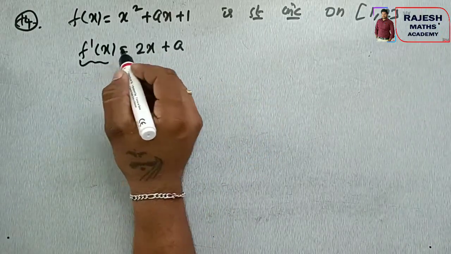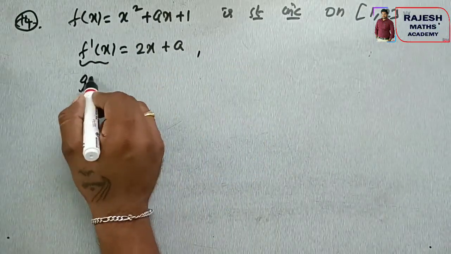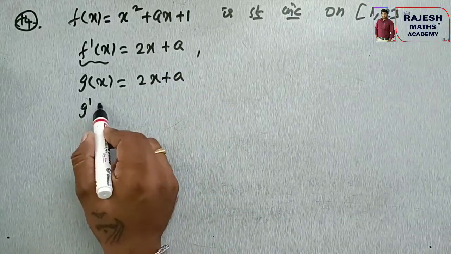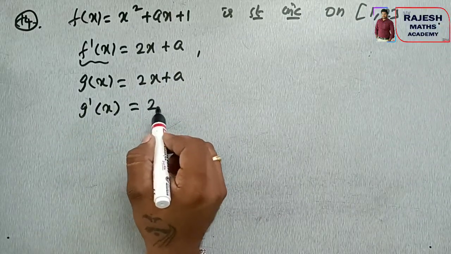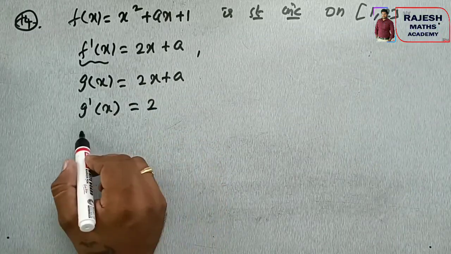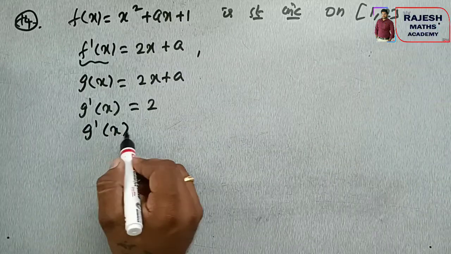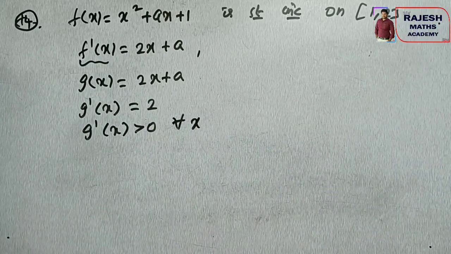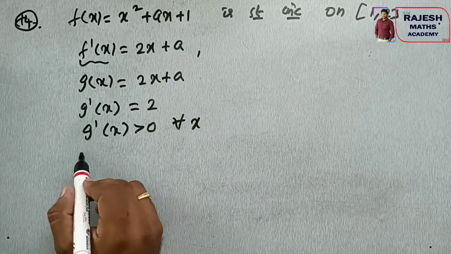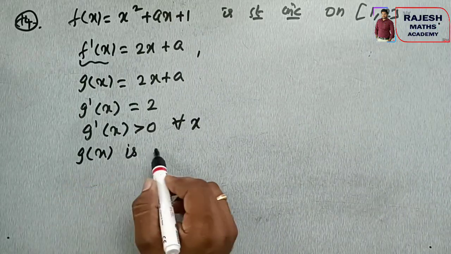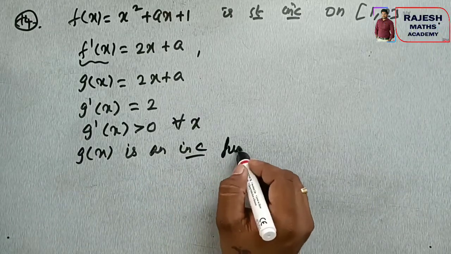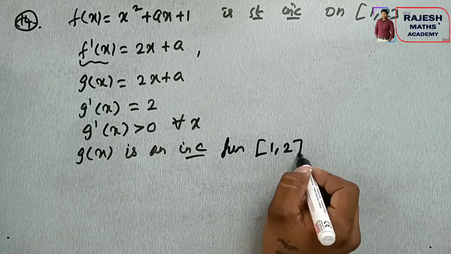Clear? So this f dash I am going to take as g of x. So g of x equals 2x plus a. Now what is the value of g dash of x? G dash of x equals 2, which means g dash of x is greater than 0 for all values of x. So g dash of x greater than 0 means clearly g of x is an increasing function in the interval 1 to 2.